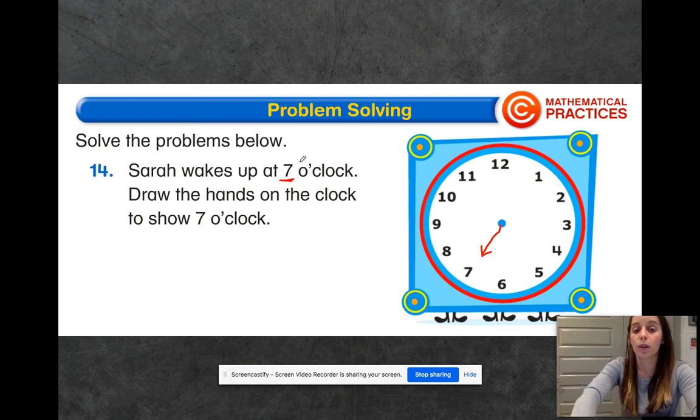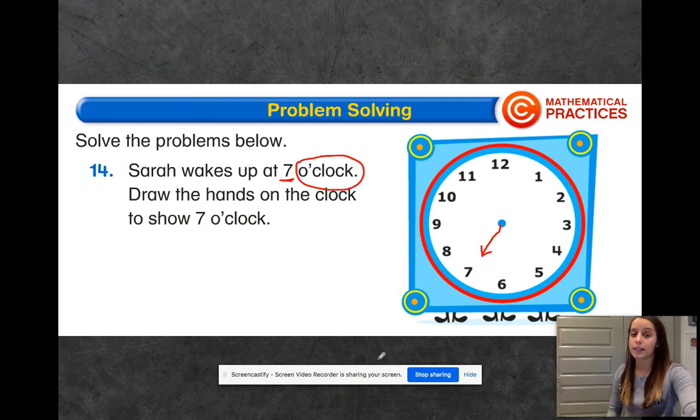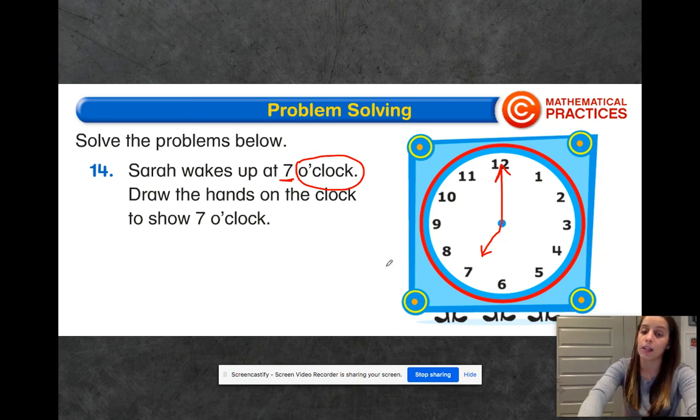Now, to show the minutes, I want to show o'clock. Now, in all the examples we saw today, o'clock means that my minute hand is going to point all the way up to number 12. Again, we want to make sure it shows that this one is longer than my hour hand, which you can see here. Now I see that the clock is showing 7 o'clock.